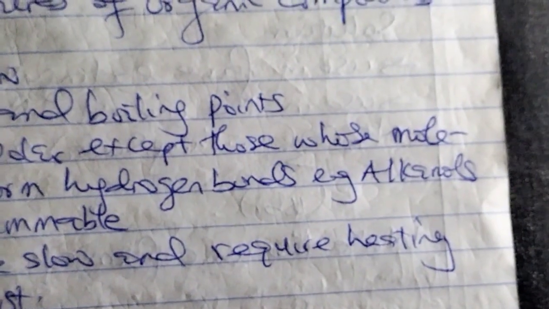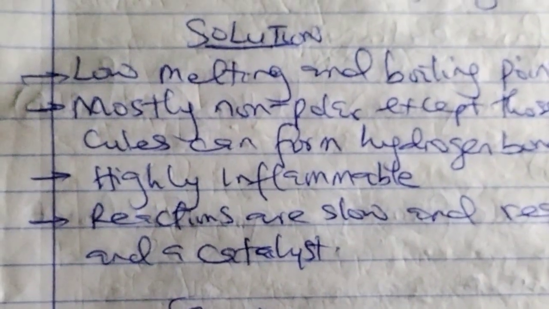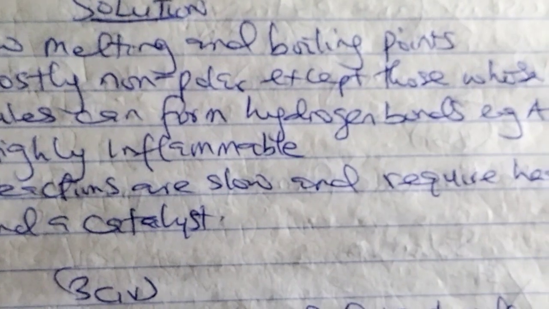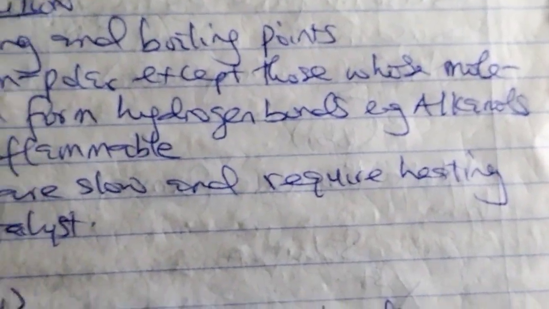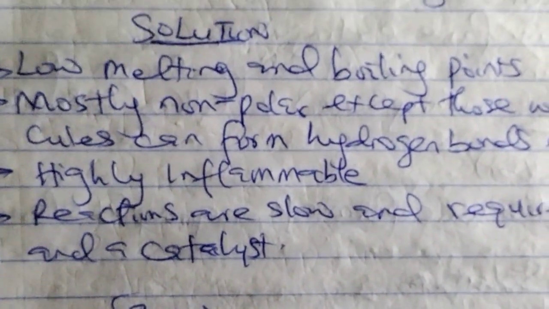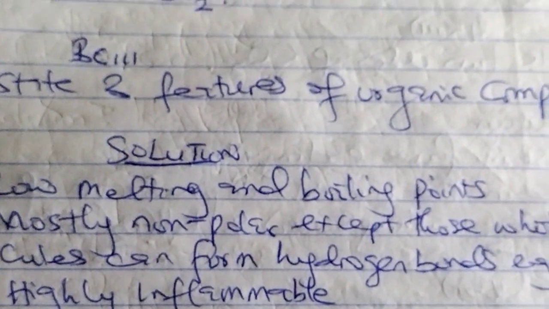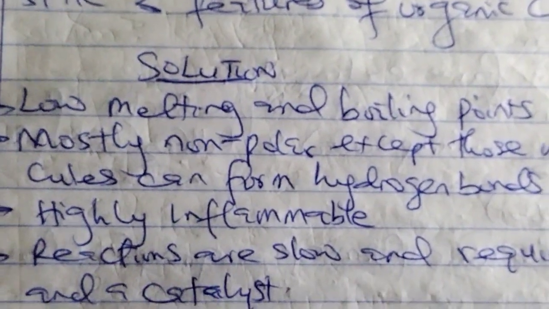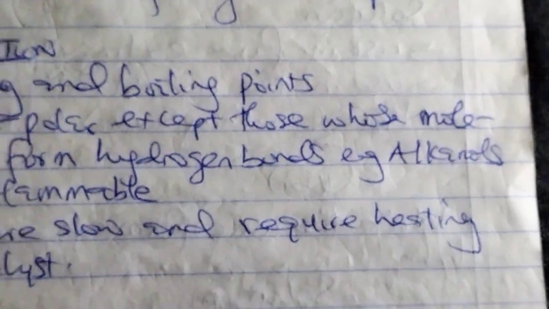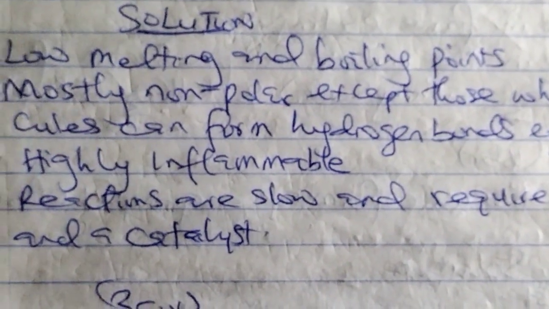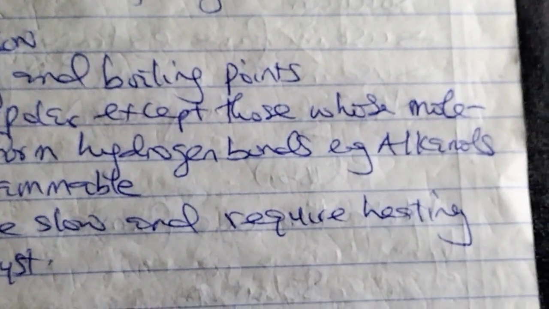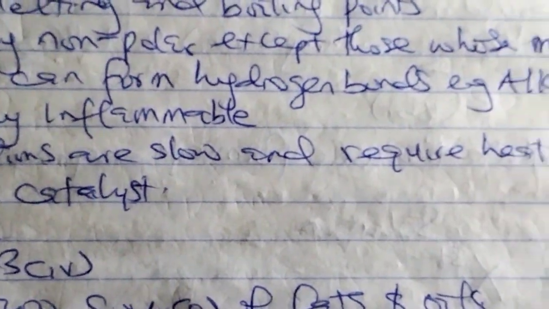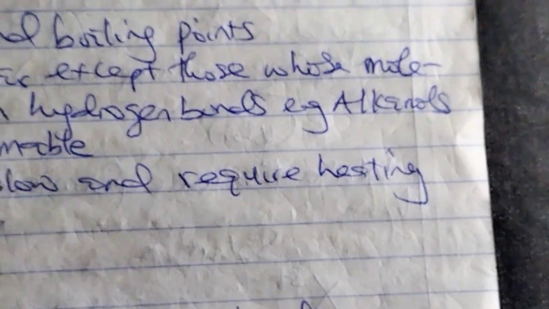Example, alkanols. That's number 2. Number 3, highly inflammable. Reactions are slow and require heating and a catalyst. So any 3 of these is okay. Low melting point and boiling point, mostly nonpolar except those whose molecules can form hydrogen bonds, e.g. alkanols. Highly inflammable, reactions are slow and require the use of catalysts or heating.